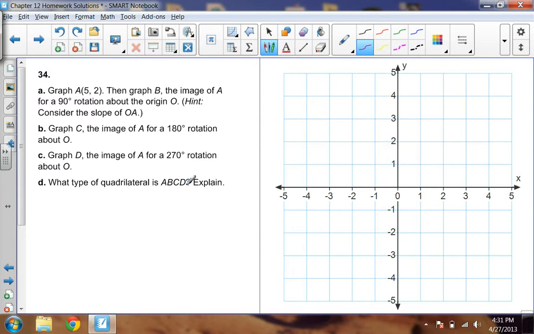Okay, number 34. This is another part of rotation. Graph A at 5, 2. Okay, there's A. Then graph B, the image of A for a 90-degree rotation about the origin O. So O is at the origin. I'm not even going to label it, but I'll go and draw a little dot. Hint, consider the slope of, should be segment there, of OA.